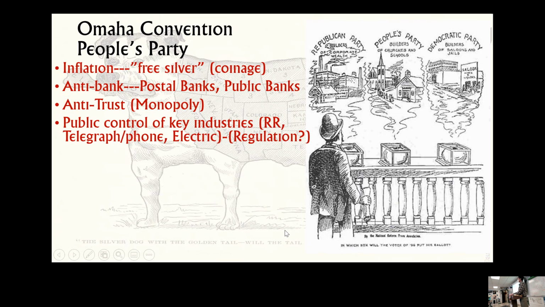Next, public control of industries that people rely on. They needed it for their survival as things change. And so things like railroads, the brand new telephone, and the telegraph, which is still used. And electricity was hard to use at all, but they could see how important electricity was going to be.